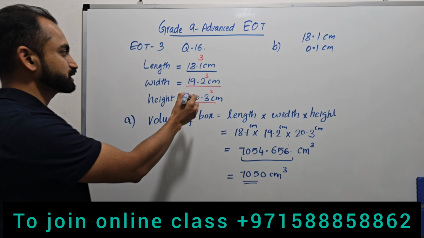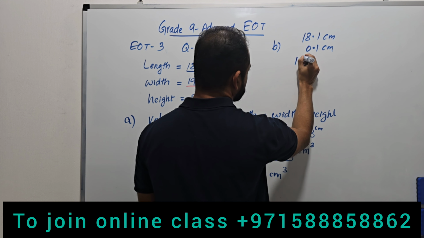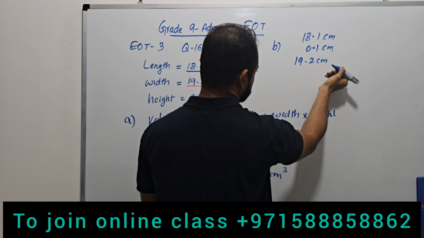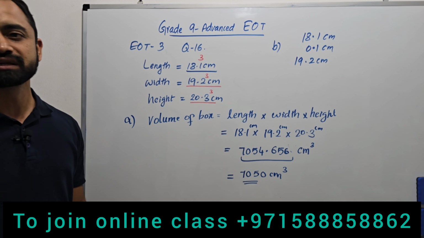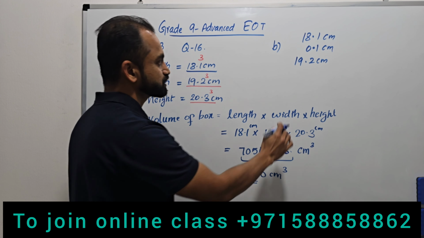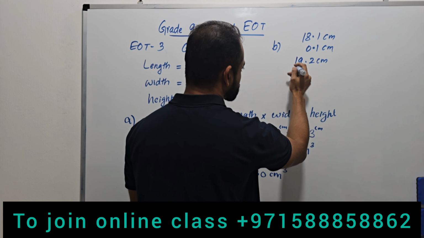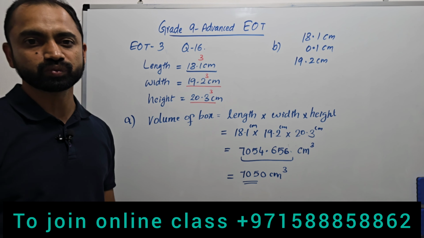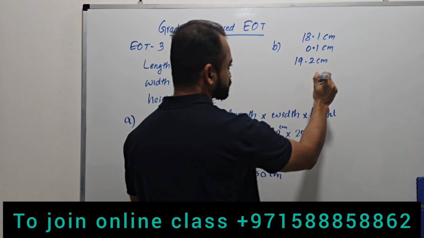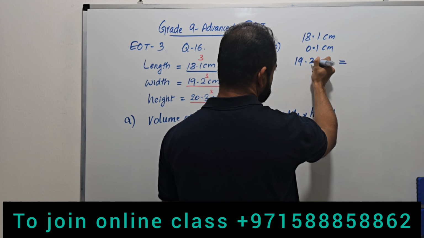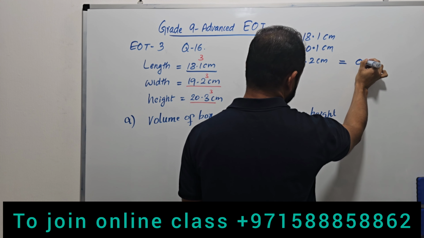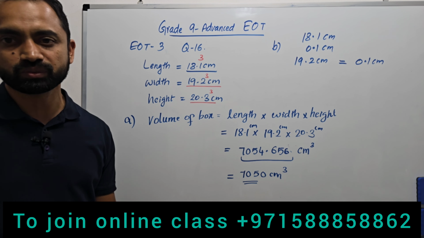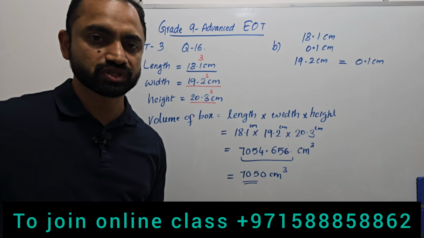Okay, for example, here in width, 19.2 centimeter. What is the precision in 19.2? We make the first digit 0, the second digit also 0, and the last digit we make 1. What is the last digit here? The last digit is 2, so we will write 0.1 centimeter is the precision.